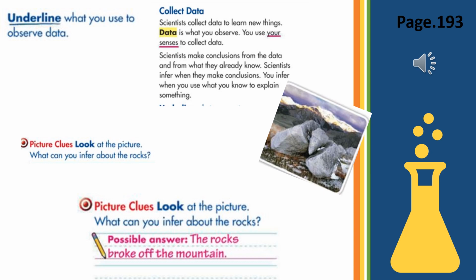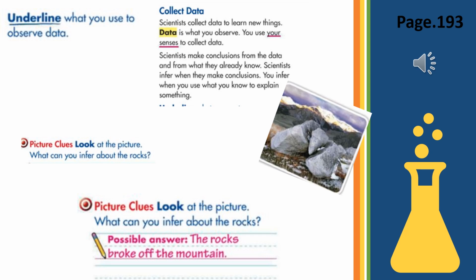Now, page number 193. It's explaining how to observe, meaning of data, explaining that scientists infer when they make conclusions, and the meaning of this word, infer. Finally, it's asking you to underline what you use to observe data. Of course, you will underline this word, senses, yes. Underline your senses. After that, you have picture of rocks.